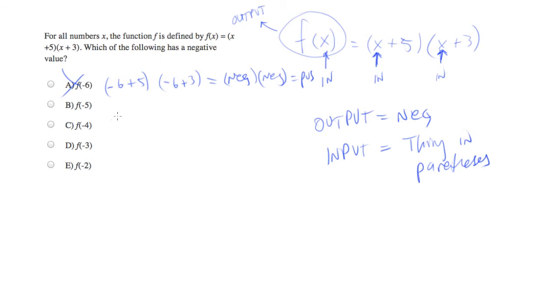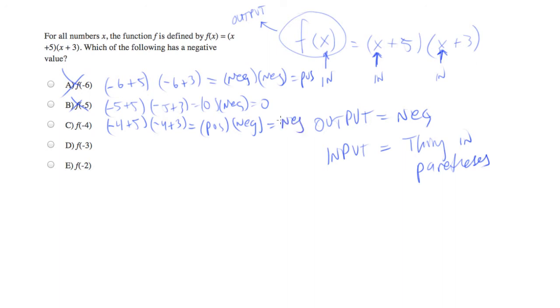And let's keep going down the list. -5 plus 5 times -5 plus 3. That's 0 times a negative, which is 0. So unfortunately, that's not the answer. C is -4. So let's do -4 plus 5 and -4 plus 3. That's actually equal to a positive times a negative, and this is starting to feel good. A positive times a negative is a negative, which is what we want, and C is the correct answer.